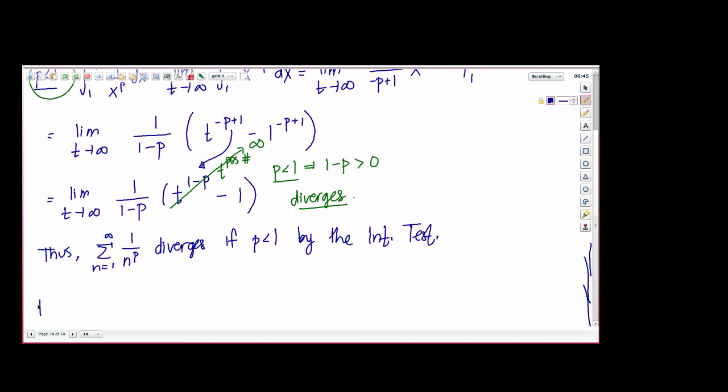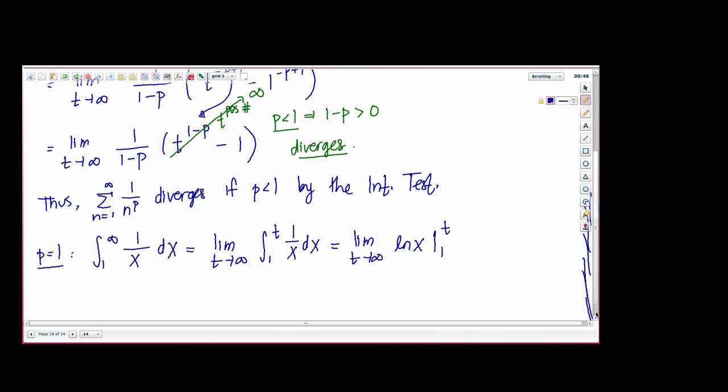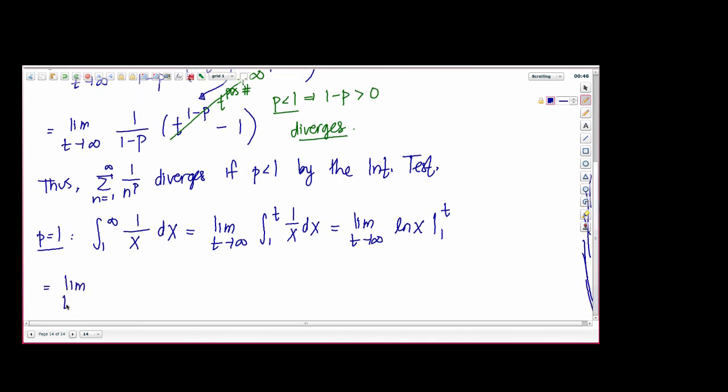One more case, let's look at what happens when p is equal to 1. If p is equal to 1, we get the integral from 1 to infinity of 1 over x to the 1, so just 1 over x dx. Rewriting it as a limit gives us the limit as t goes to infinity of the integral from 1 to t of 1 over x dx. Integrating 1 over x gives us the limit as t goes to infinity of natural log of x evaluated from 1 to t. So we get the limit as t goes to infinity of natural log of t minus natural log of 1. Now natural log of 1 is just equal to 0, but as t goes to infinity, natural log of t goes to infinity, which tells us again that our improper integral diverges.